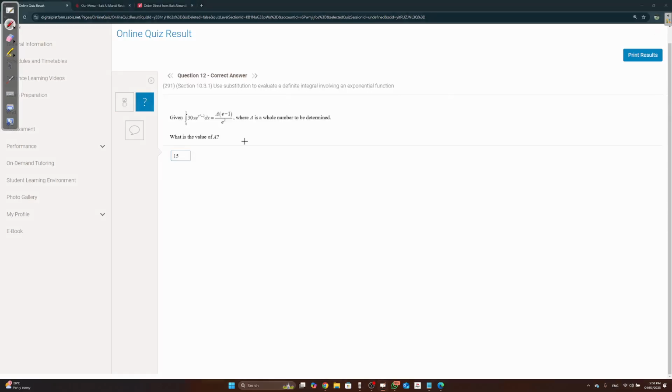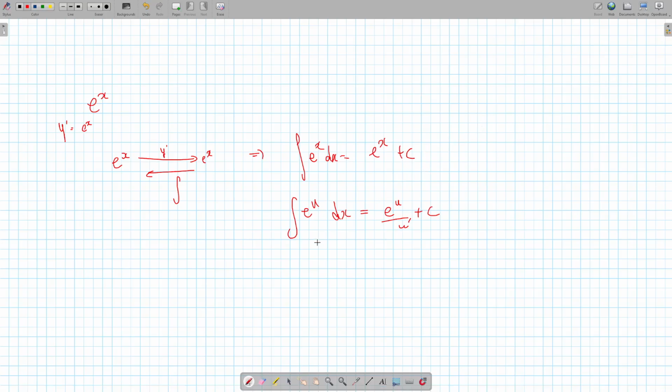Question 12. Okay. Here, integral of, this looks scary, but please don't panic, okay? Integral from 0 until 1, 30x times e to the power of x squared minus 2 dx. Okay, obviously, you have the e. You can split this up into two integrals, do whatever you want. But I gave you the rule here: e^u over u prime plus c.